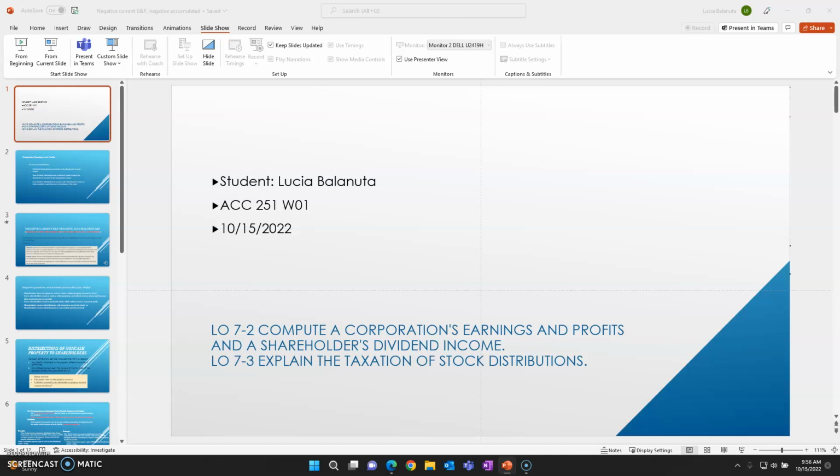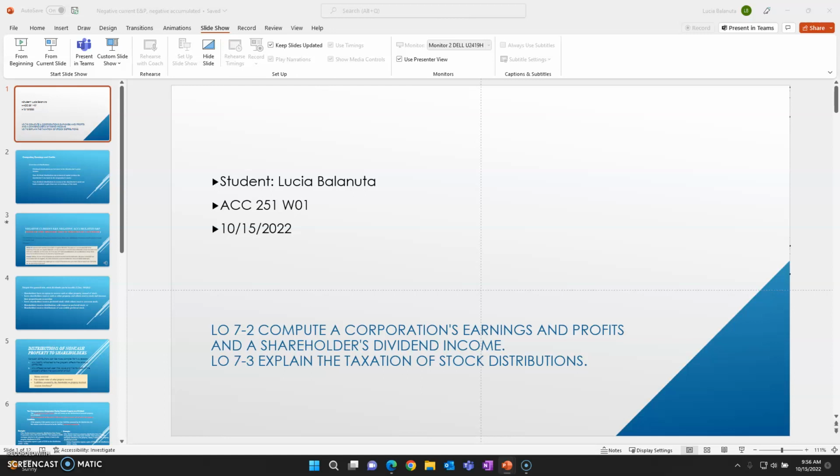Example: a shareholder receives a property distribution from Sony Corporation with a fair value of $200. The shareholder assumes a $100 mortgage attached to the property. Sony's basis in the property distributed is $100. Sony Corporation reports a gain of $100 on the distribution.